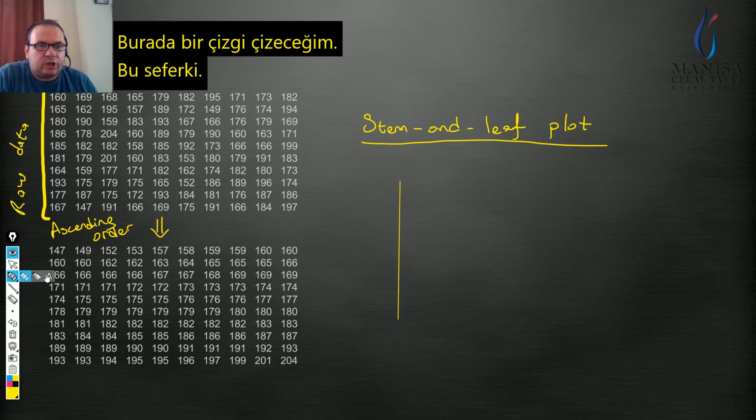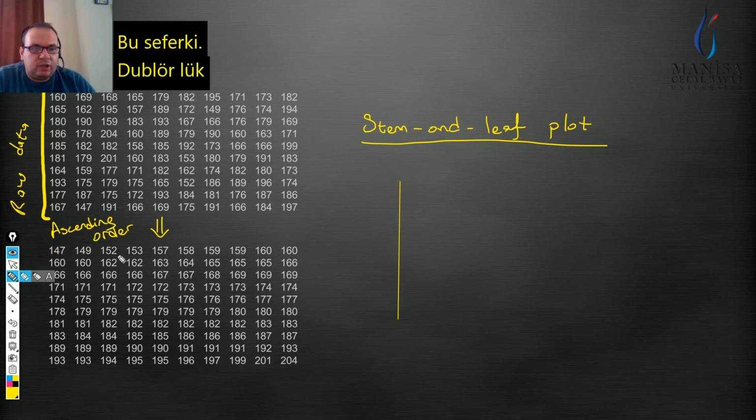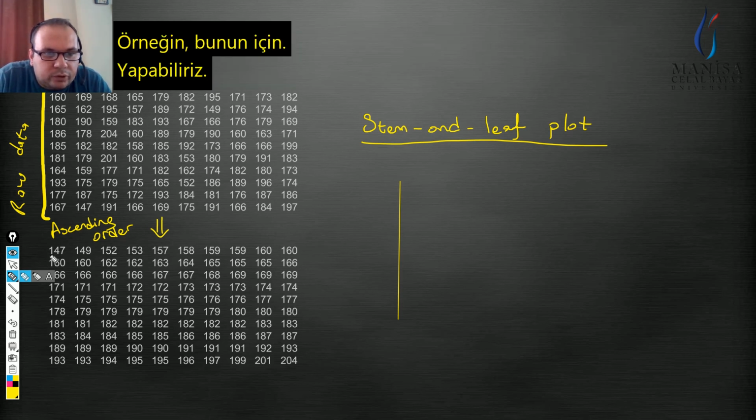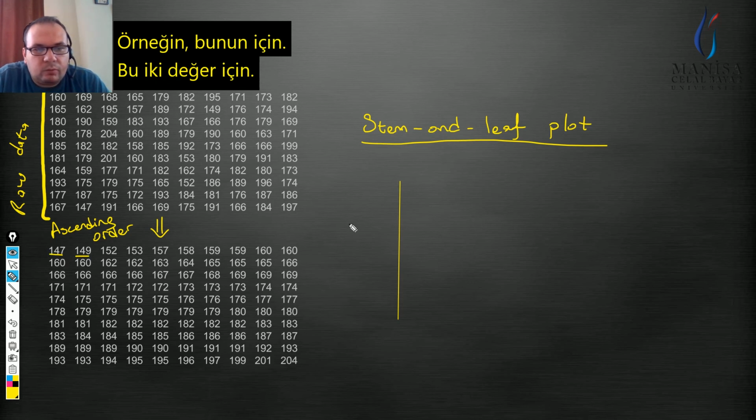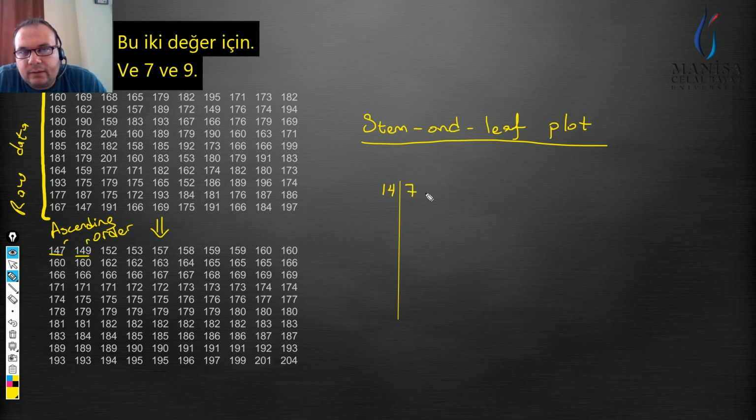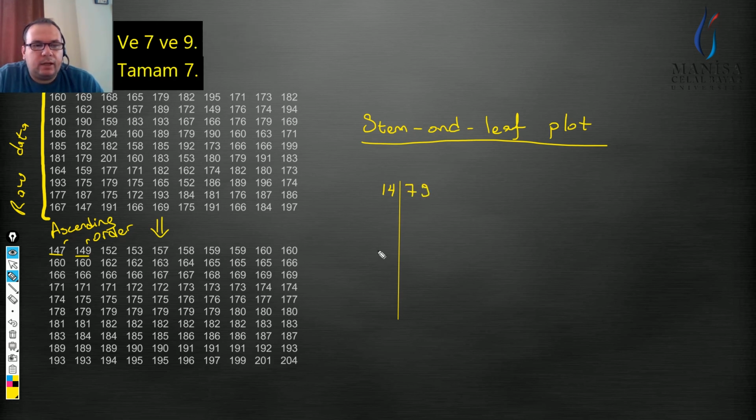We are going to use a stem part, and then we are going to use a leaf part. For example, for these two values, we just have a stem of 14, and we have leaves 7 and 9. Okay, 7 and 9. So let me make it clearer for you.